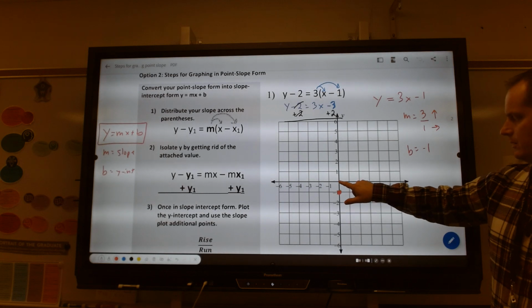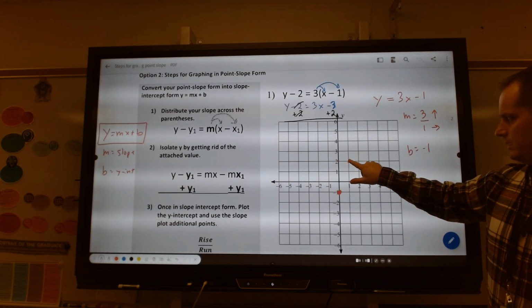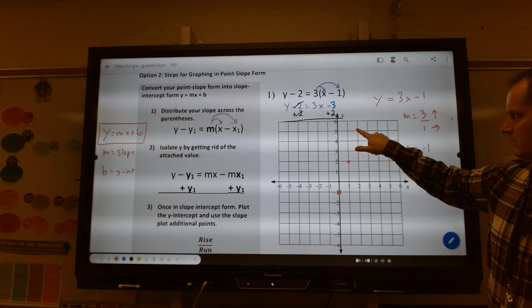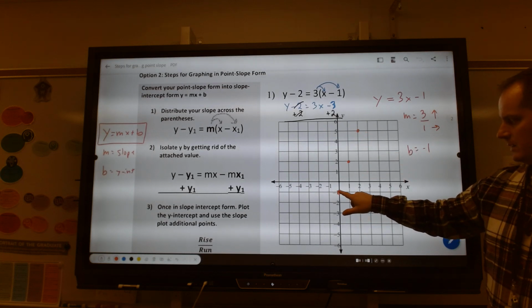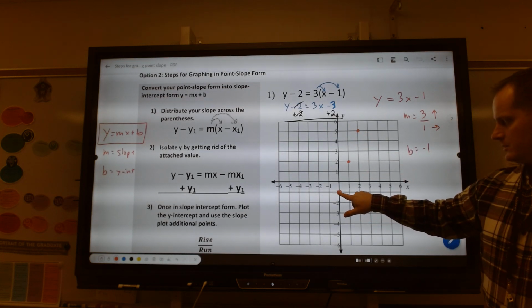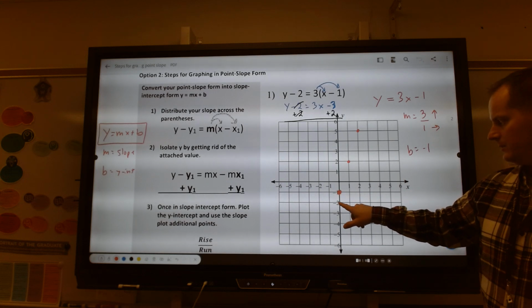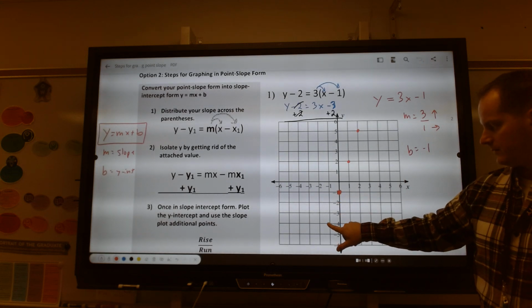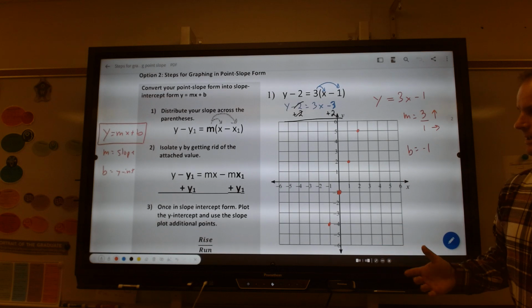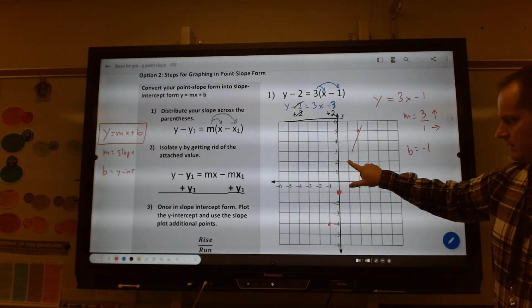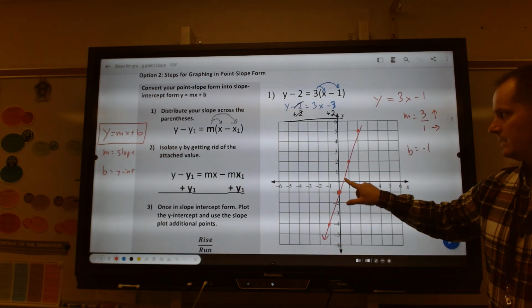So up 3: 1, 2, 3, over 1. And vice versa, we can also go in the negative direction. So instead of going up 3, we can go down 3: 1, 2, 3, and to the left 1. Once we've exhausted that, we can draw in our line, connecting our points with arrows on the ends.